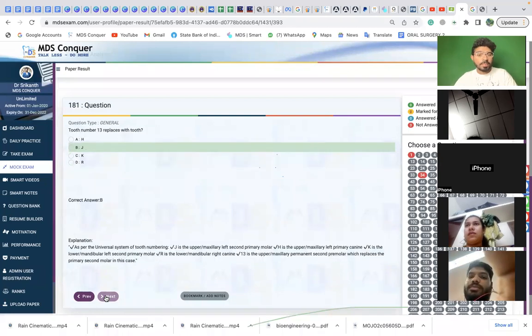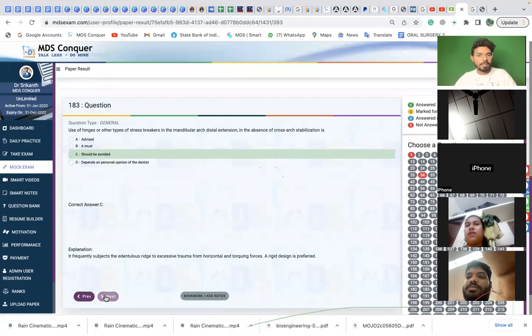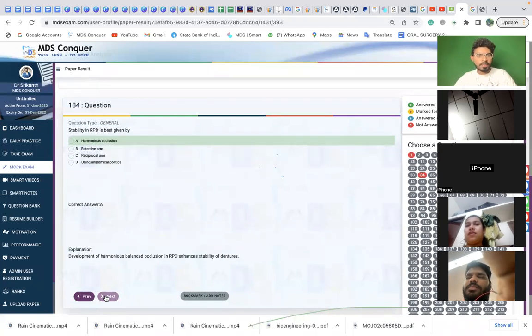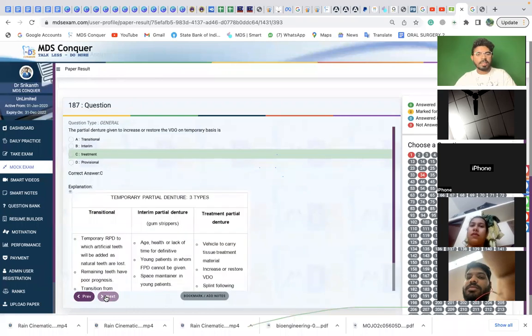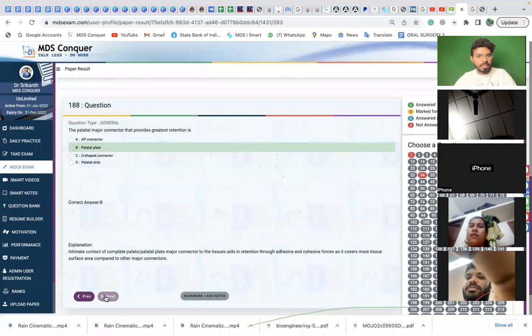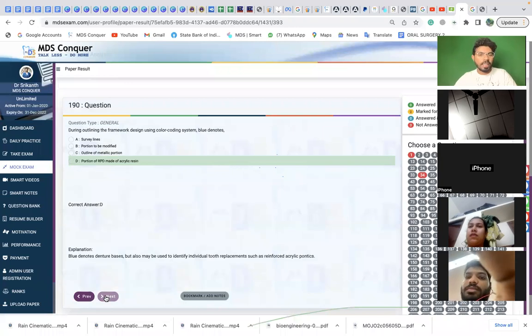I'm not including this. I told you to check the tooth number classifications, easy. Prior abutment, easy. I'm not including this. This is easy. This is easy. This is there in your PP books. I'm not including this. I told you to check the major connectors, diagrams, indications, and everything. Line angles, point angles is very easy. That is a first year question. I'm not including this. This is easy.